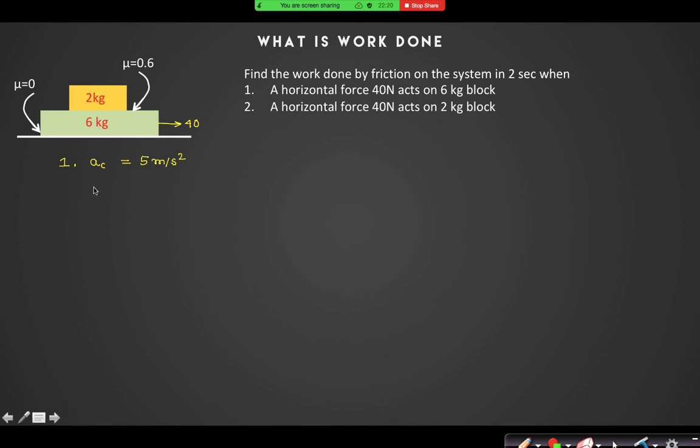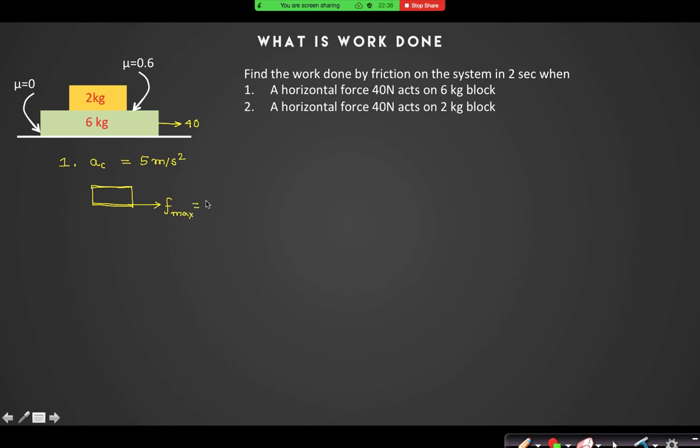And if you see, which block is just moving with the friction force? The 2 kg block. So on the 2 kg block, what is the friction force? In which direction will it act? Tell me. Forward, to the right. So what is the maximum value of that friction force acting on the 2 kg block?